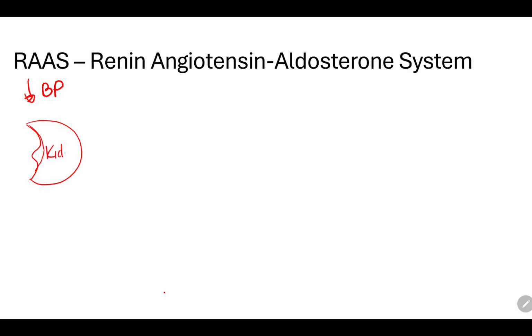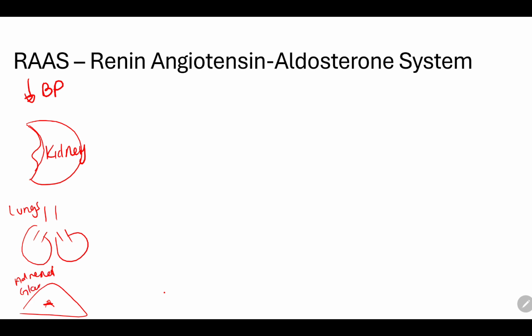Oh Lord, that's a kidney. These are your lungs. And then that should be an easy one. That's your adrenal gland. And so obviously I'm going to draw, oh Lord, that's a liver. Again, this RAS system will get stimulated when you have a drop in blood pressure.